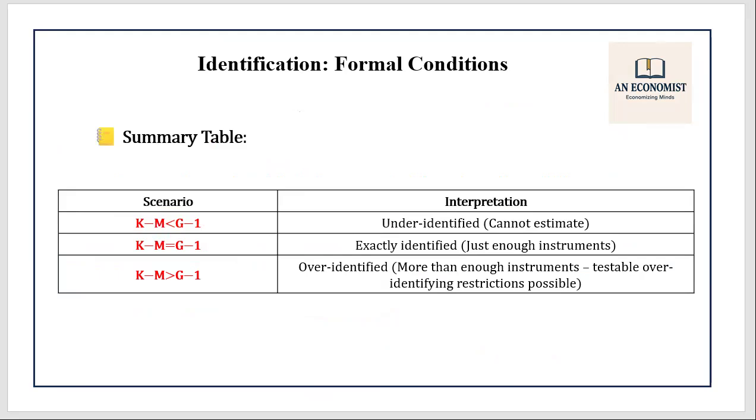So if you summarize this concept, you have three different conditions in order to identify an equation. If you know the values of k, m, and g, then you can simply find out k minus m, and you can find out simply g minus 1, right?